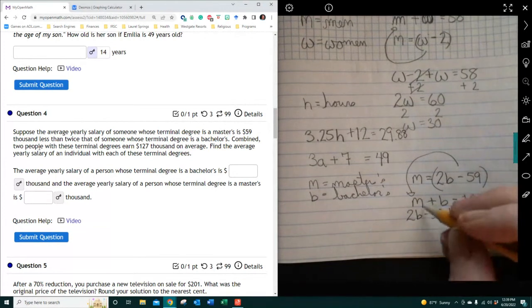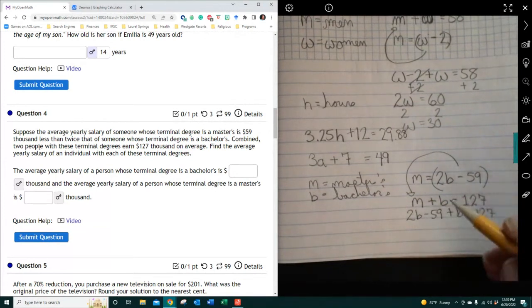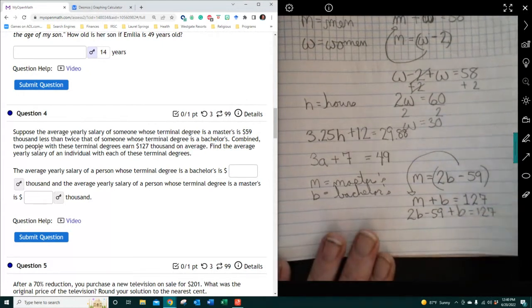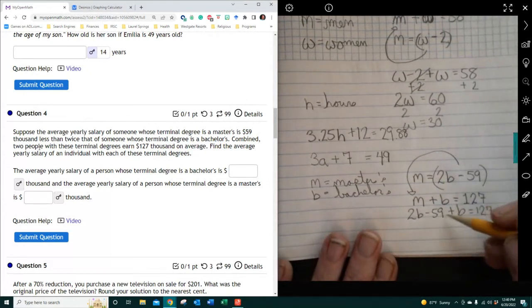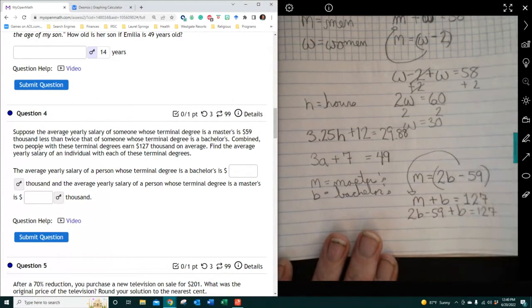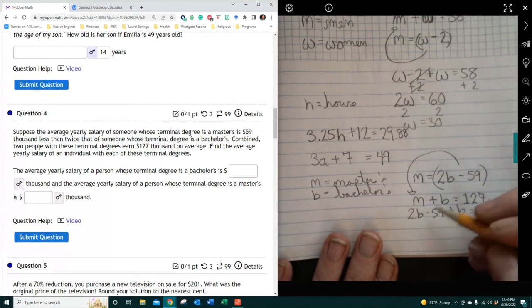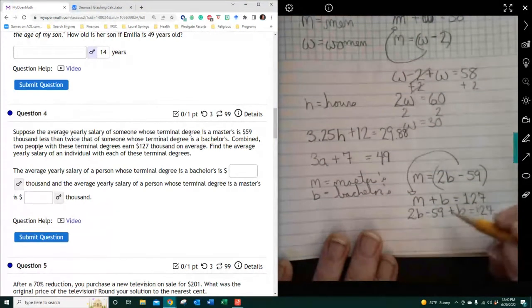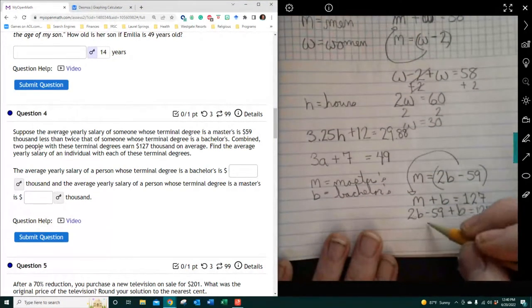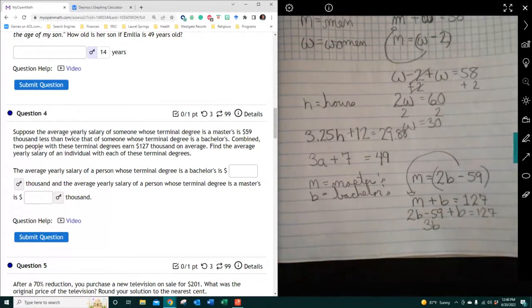All right, so now we no longer have this equation, because it wants to know about the bachelor's first. This is good. It's conveniently set up. Once we solve for bachelor's, we can plug that back into this and solve for the master's. That's how it works. So now let's do 2 plus 1, which is 3 B's.